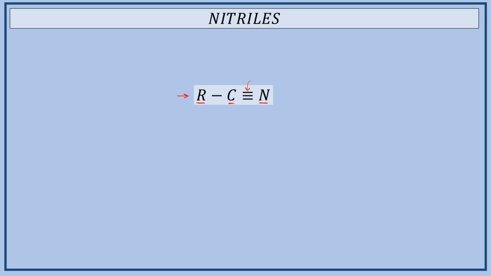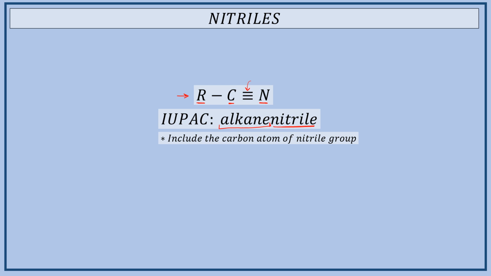Now the IUPAC system for naming a nitrile is alkane nitrile. We complete the name of the alkane and then we add the suffix nitrile to it to identify it as a nitrile. While naming these alkanes, we should keep in mind that we include the carbon atom of the nitrile group as well. So we will always start numbering from the carbon atom of this functional group. Let us see some examples and understand this rule.